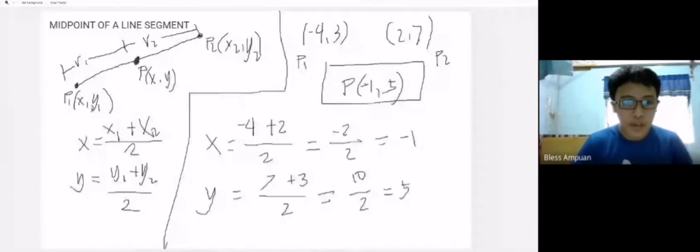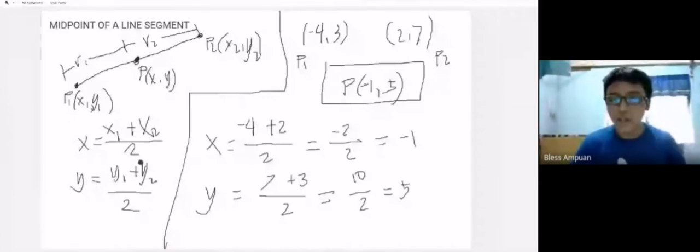To solve for the abscissa of our midpoint, here is our formula. The abscissa of the midpoint, or the x of the midpoint: what we need is just to add x sub 1 and x sub 2 and then divide by 2. That is how we solve for the abscissa, or x, of the midpoint. And for the ordinate, or our y, it will be equal to y sub 1 plus y sub 2 divided by 2. So this is the formula for the abscissa of our midpoint, and this is the formula for the ordinate of our midpoint.